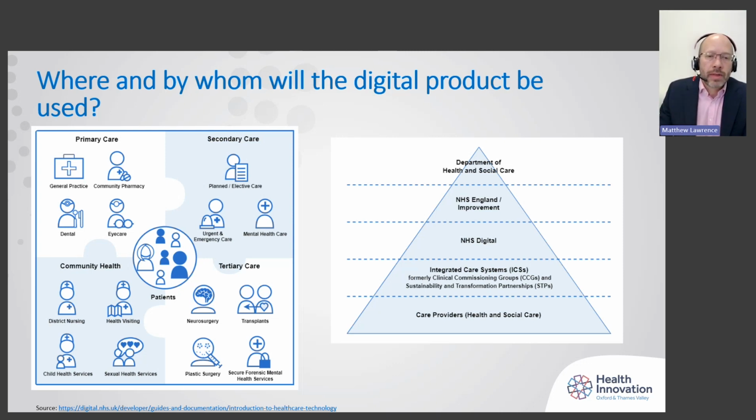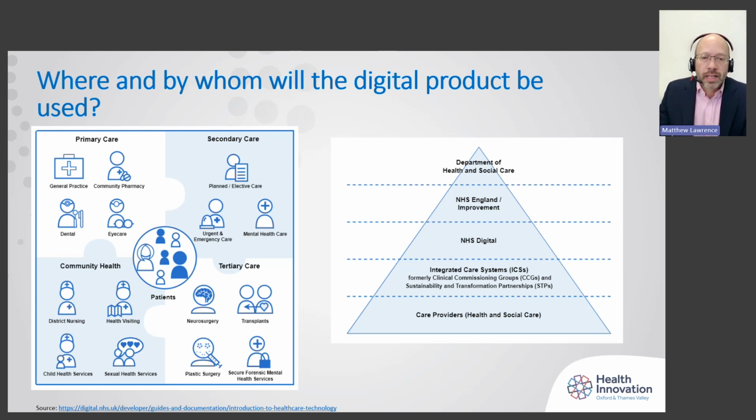And most of what we've talked about there actually sits over here in this pyramid, care providers, health and social care. So this is what most people associate with the NHS. This bit down here is the actual delivery of healthcare, the doctors, the nurses, the physiotherapists, the pharmacists, everyone working together around a patient. But the way that's organized currently in England is around integrated care systems.